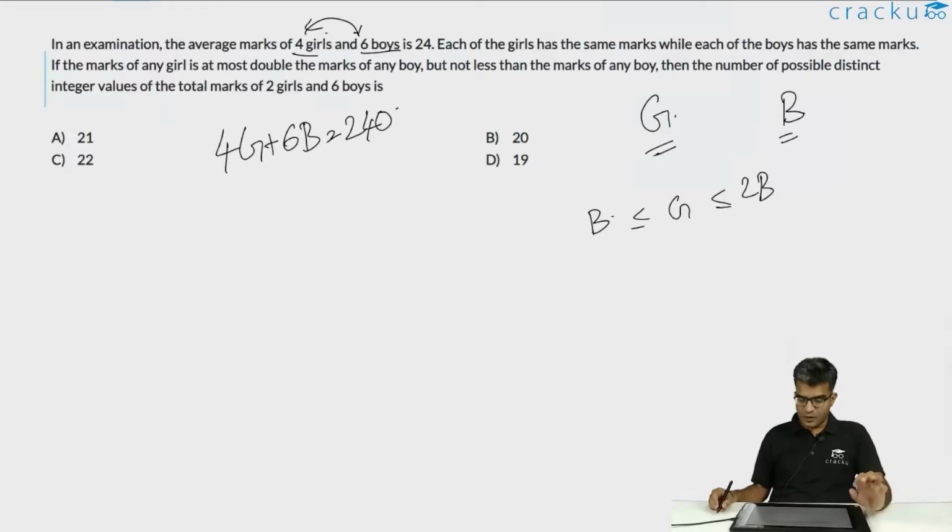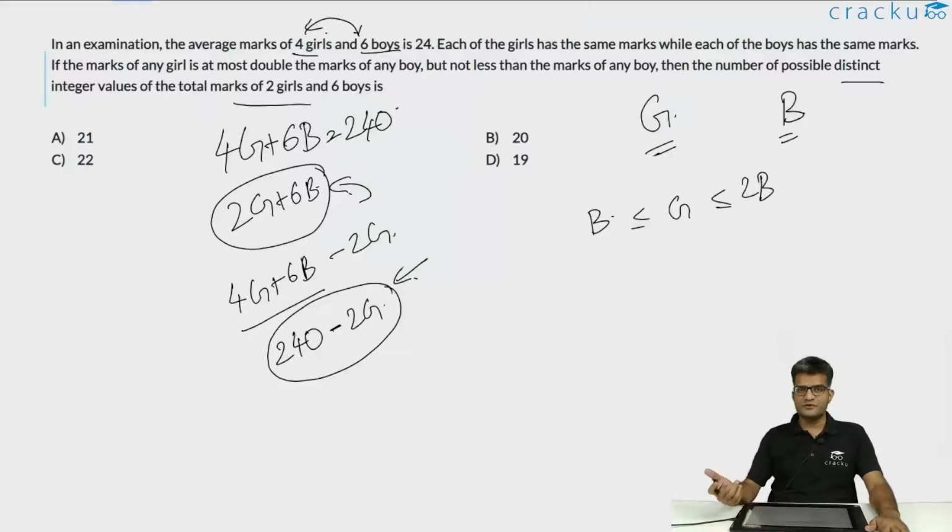2G plus 6B essentially is equal to 4G plus 6B minus 2G. That is the value of 2G plus 6B. 4G plus 6B is equal to 240. So what we are required to calculate is the number of integer values that this can take. So clearly, if we can get an idea about the number of integer values that 2G can take, getting this answer will be easy. We are required to essentially calculate the bounds of 2G.